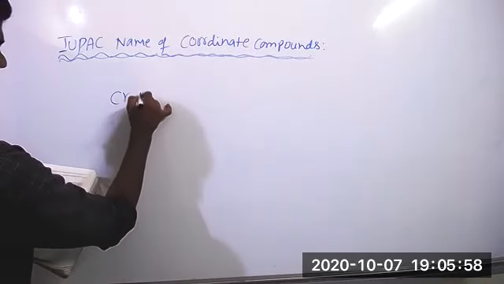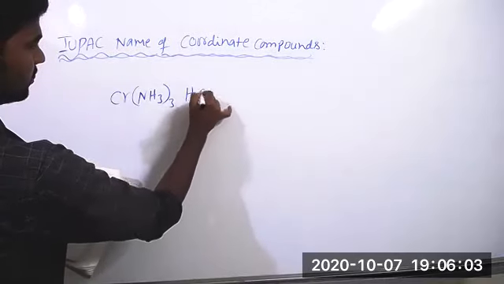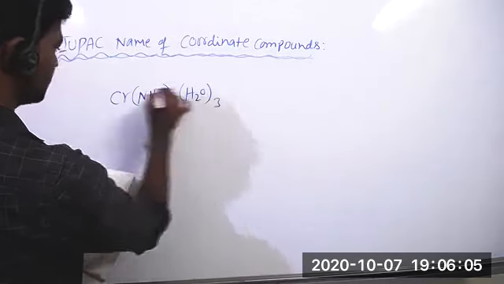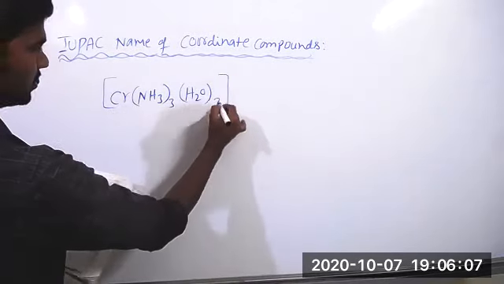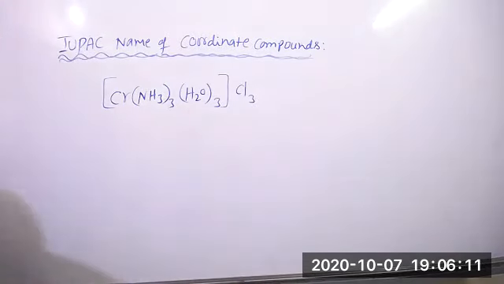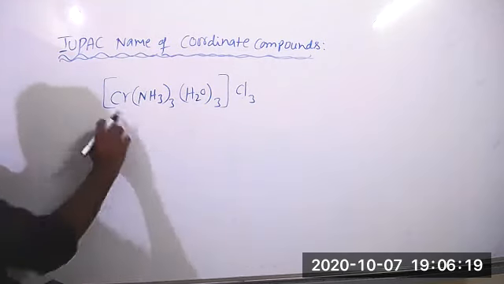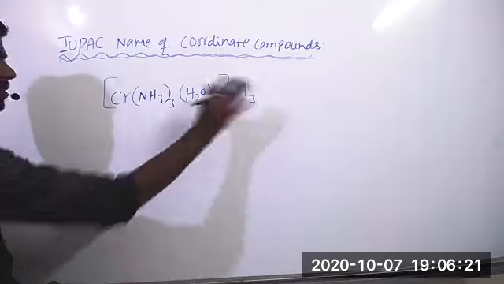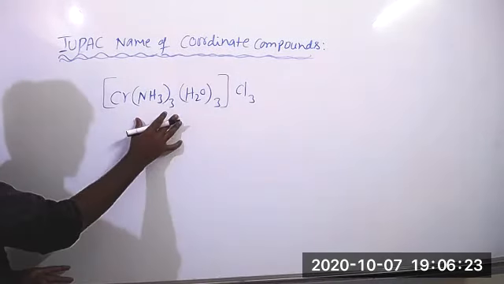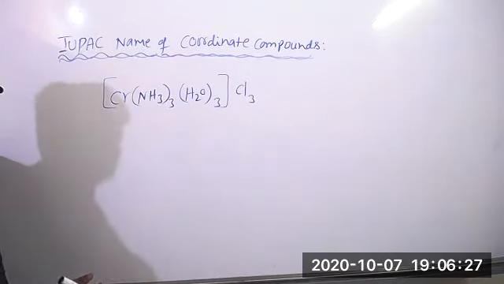Chromium, NH3 thrice, H2O thrice, Cl3. Try this one. Which is the positive part, the complex or chlorine? Complex. So first you have to write the complex name, then the chlorine name. Here also, first we have to write ligand names. Which one comes first, water or ammonia?